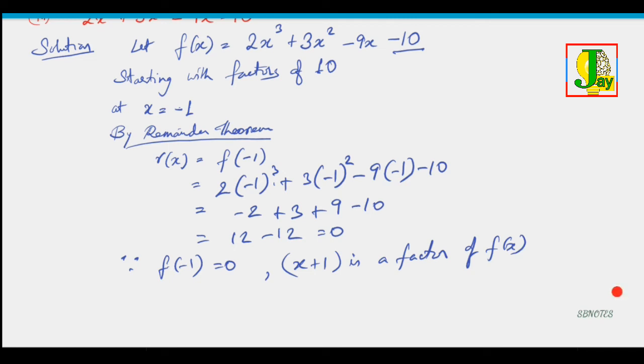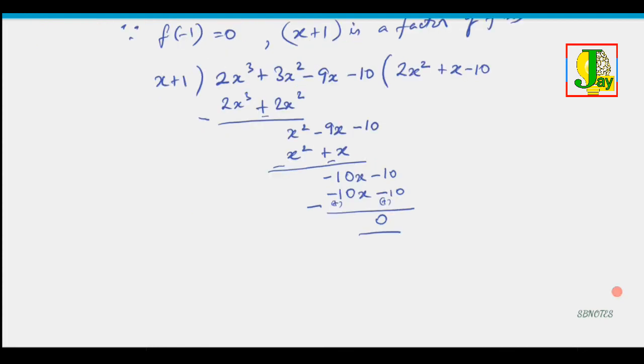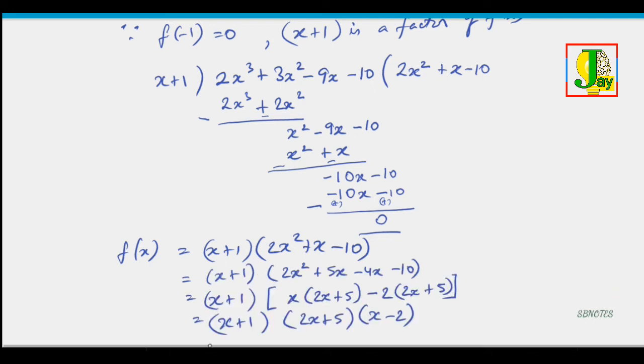Okay, now we are going to divide this polynomial by x plus 1. So our f(x) equals x plus 1 into 2x squared plus x minus 10. Factorize the second part again, and you get the factors x plus 1, 2x plus 5 and x minus 2. That's the complete factorization of the polynomial f(x).